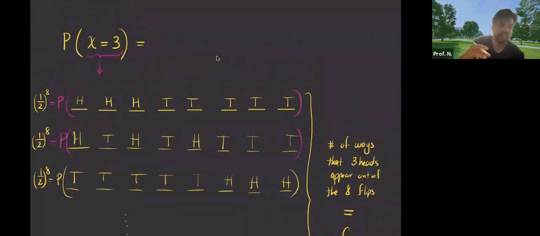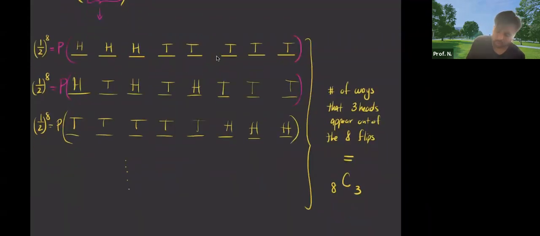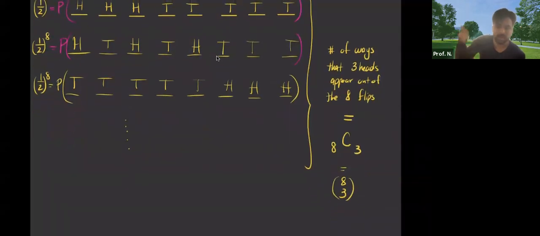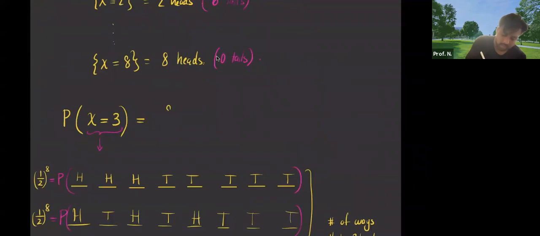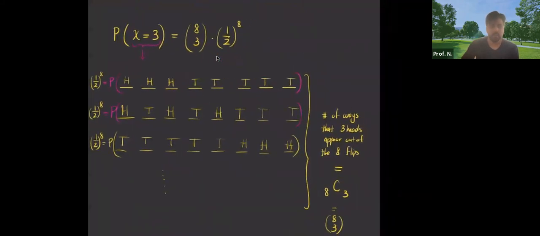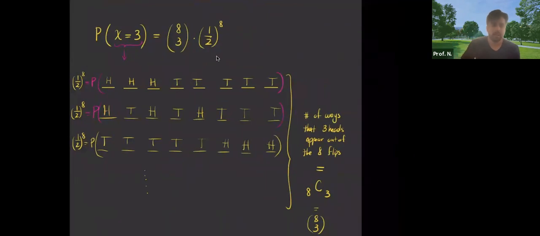So what's the probability that I have 3 heads? It's going to be 8 choose 3, which can also be represented as 8 with the binomial coefficient symbol with the parentheses. So I can write this as 8 choose 3 multiplied by 1/2 to the 8th power. Does everyone see that? The probability of flipping 3 heads out of the 8 flips is 8 choose 3 times 1/2 to the 8th power.